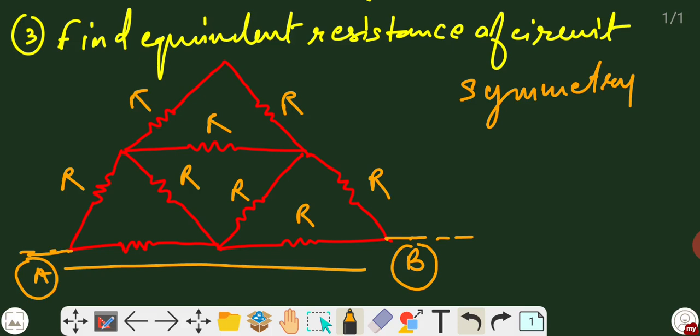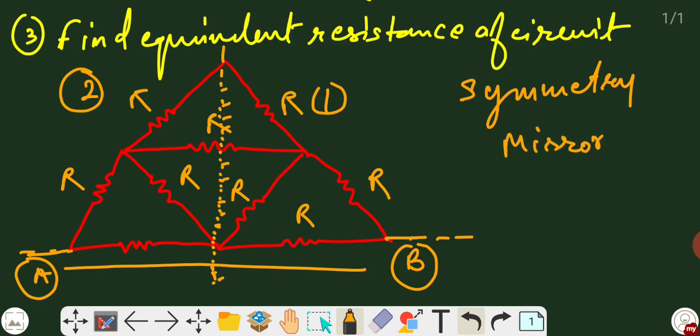So what you will do is draw a vertical line on the AB, and you will observe that it's forming a mirror image. See, a mirror image is formed across this line, between parts 1 and 2. Now let us separate this circuit in accordance with the mirror image, and then we'll solve it.